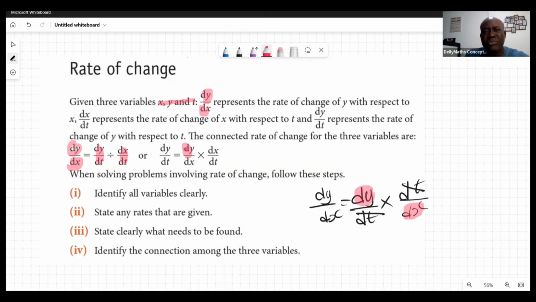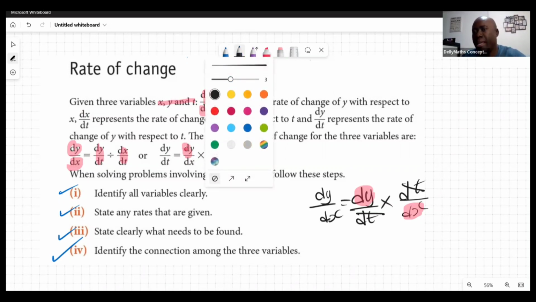In doing so, there are a number of things we want to take note of. We want to follow the following steps. One, identify all variables clearly. State any rates of change given, so they will have to give something. State clearly what we need to find. And then identify the connection among the three things we're dealing with, which will eventually give us that last piece of material. So let us look at some questions. That's the best way we can really understand these.